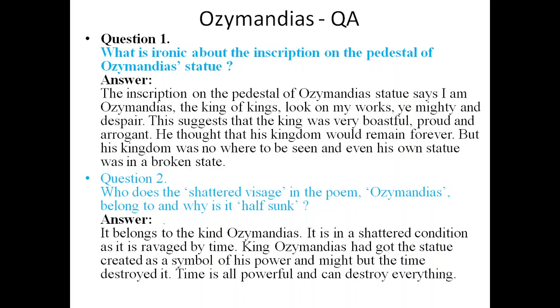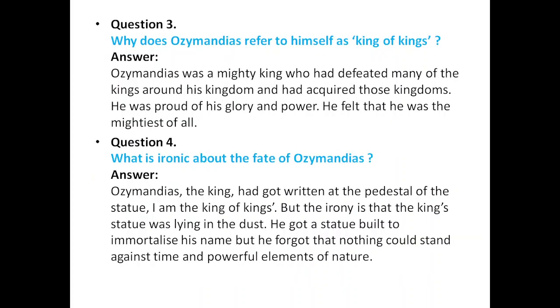Then why does Ozymandias refer to himself as king of kings? Because he was a very powerful, mighty king, and he defeated many kings around his kingdom, and that is why he was very proud of his glory and power. He thinks he is the mightiest of all. And what is ironic about the fate of Ozymandias? We have already answered this question: though he boasts of being the king of kings, the mightiest of all, the irony is that his own statue is lying in the dust. There is no one to care for it or fear it.